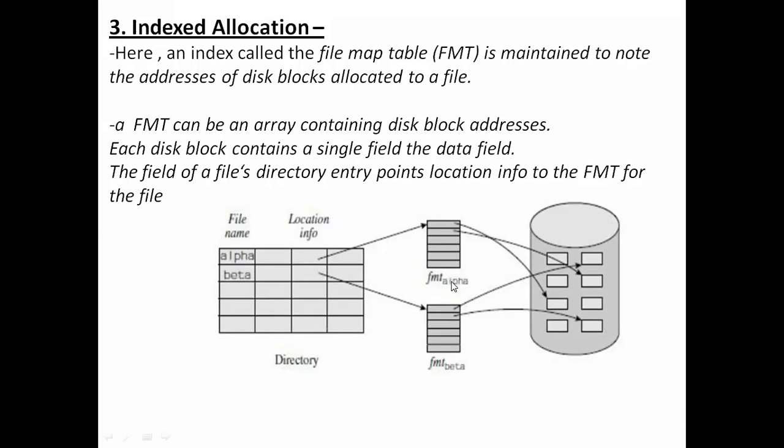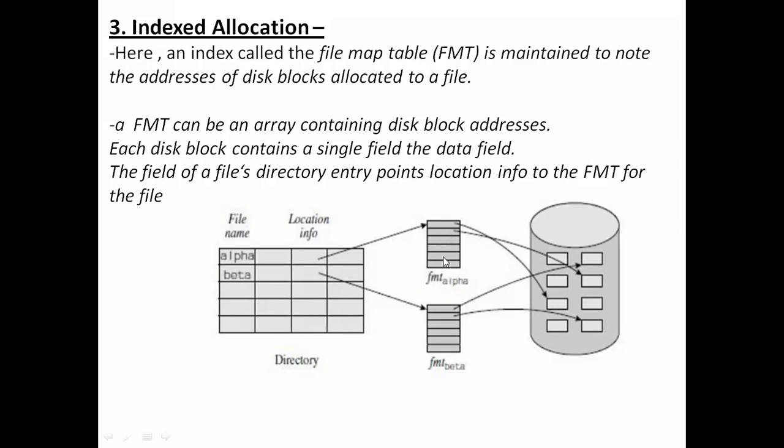So FMT alpha is the file map table for the file alpha, and FMT beta is the file map table for the file beta. Here FMT alpha contains the addresses of all the blocks.